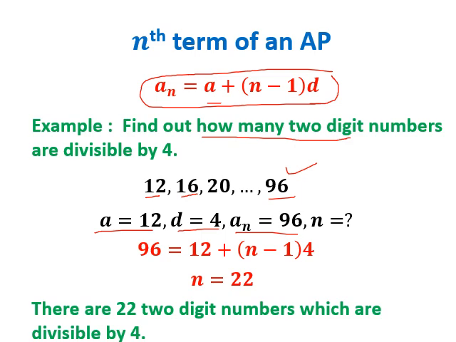So we substitute this value in this formula: 96 equals 12 plus (n minus 1) into 4. We get n as 22. So the answer is there are 22 two-digit numbers which are divisible by 4.